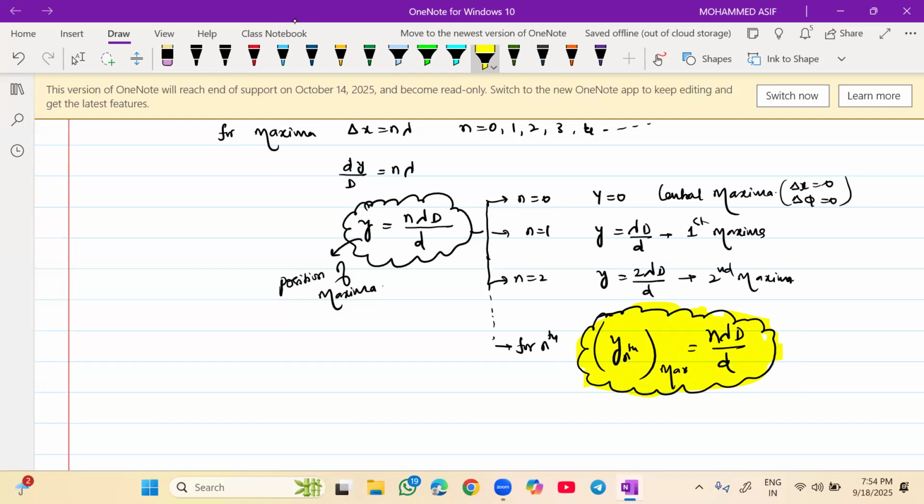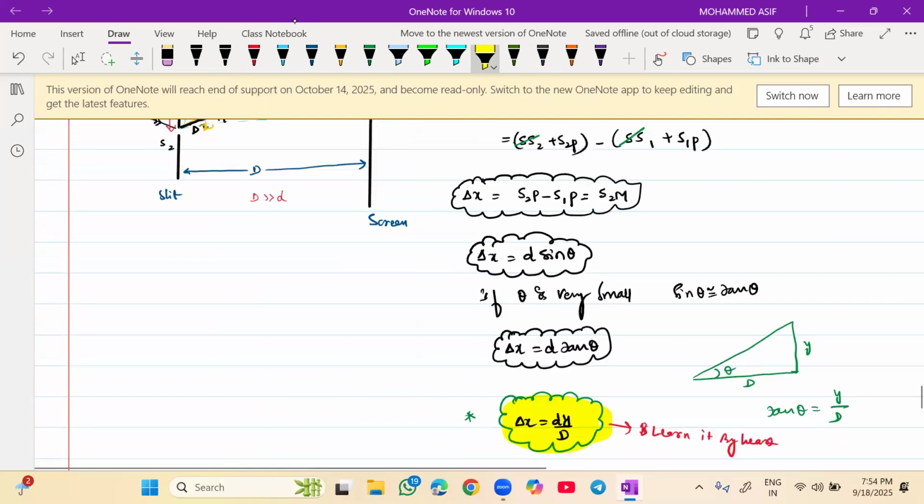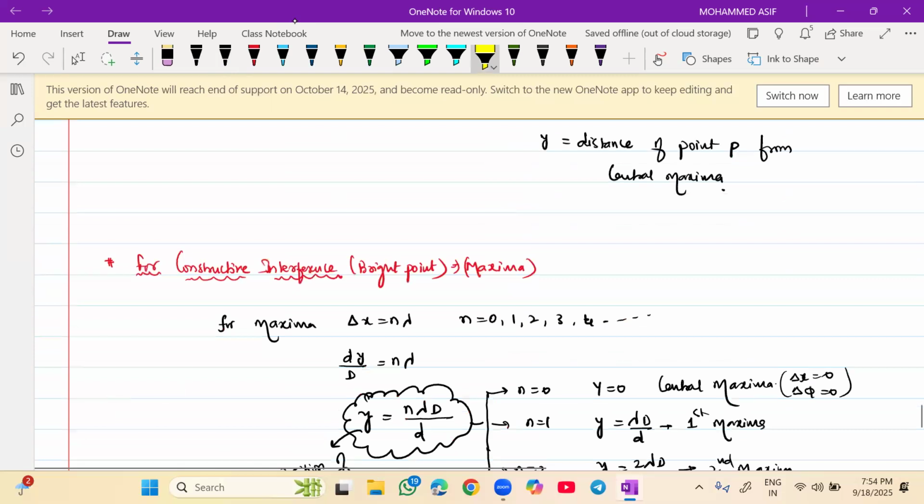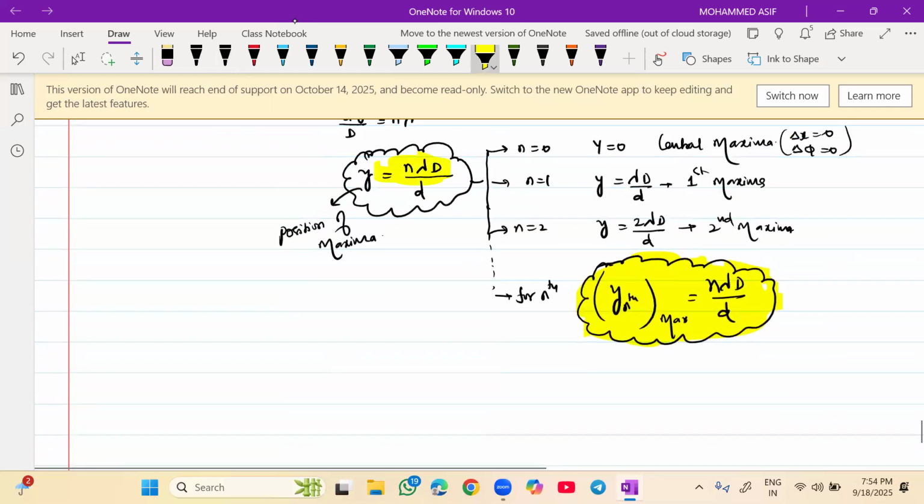On the screen, where do we get the first maximum? This diagram you need to remember in the given condition. So y is equal to n into lambda into capital D divided by small d. What is capital D, beta? Distance between screen and slit. What is small d? Distance between the slits. Am I clear? And what is y? Distance of the point P from the central maximum. Am I clear?